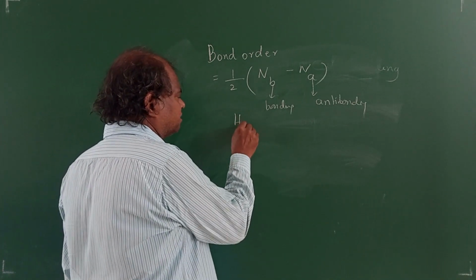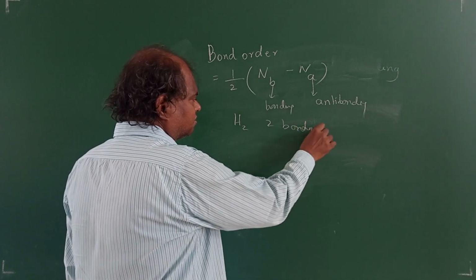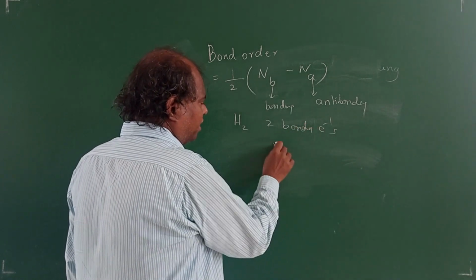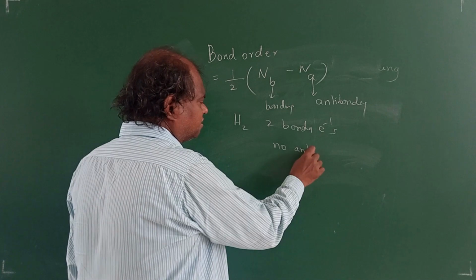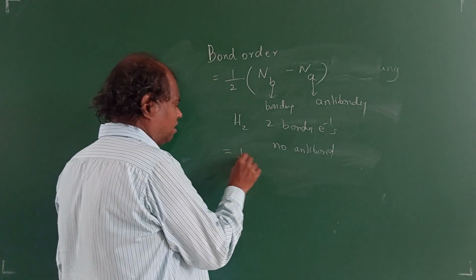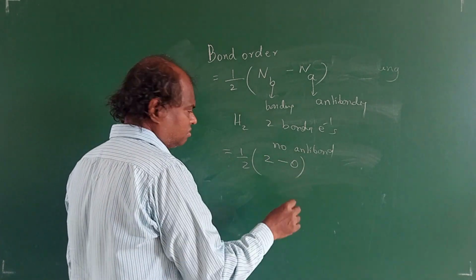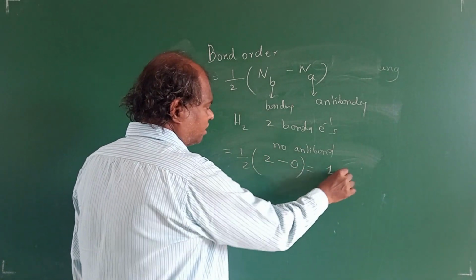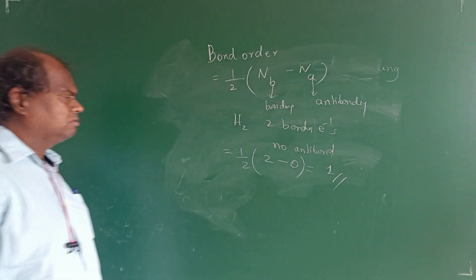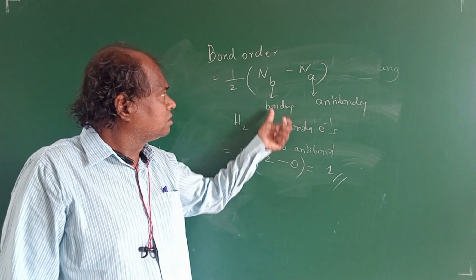Suppose you take hydrogen. There are two bonding electrons and no anti-bonding. So what will be the bond order? Half into 2 minus 0. You will get 1. So you'll get the bond order as 1.